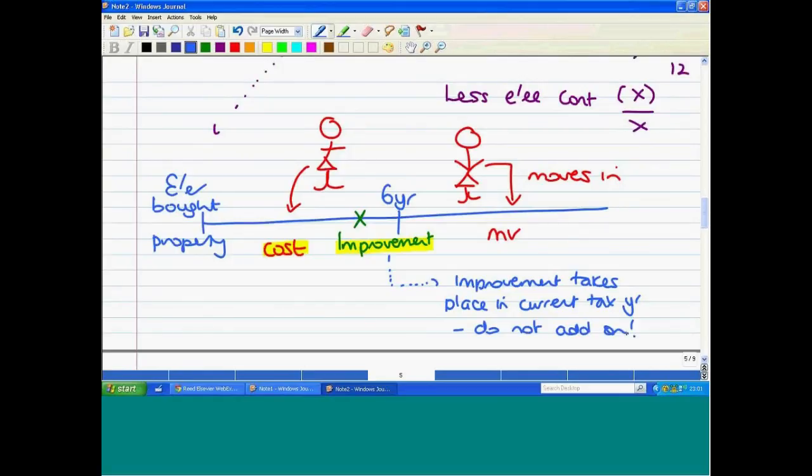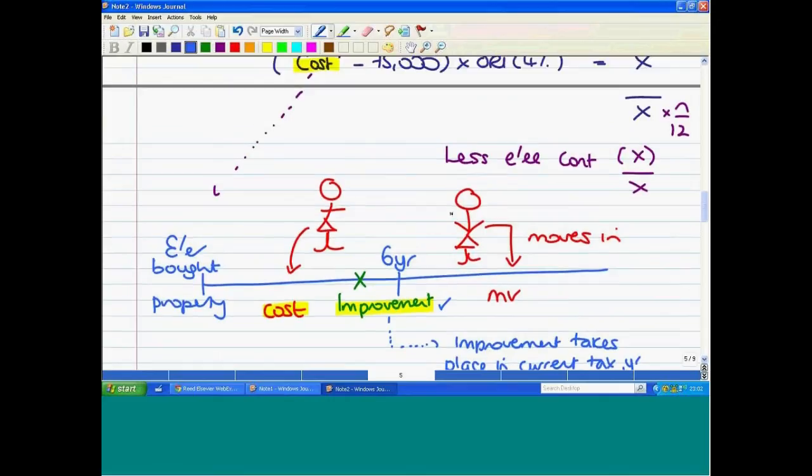Okay, so be careful with the improvements. Generally, they're a yes. As long as the value that you were using doesn't take it into consideration, we add it on. And any improvements that take place in the tax year that we're considering, those will not be added on because we haven't had the full use for the full tax year. So, lots to take in there.